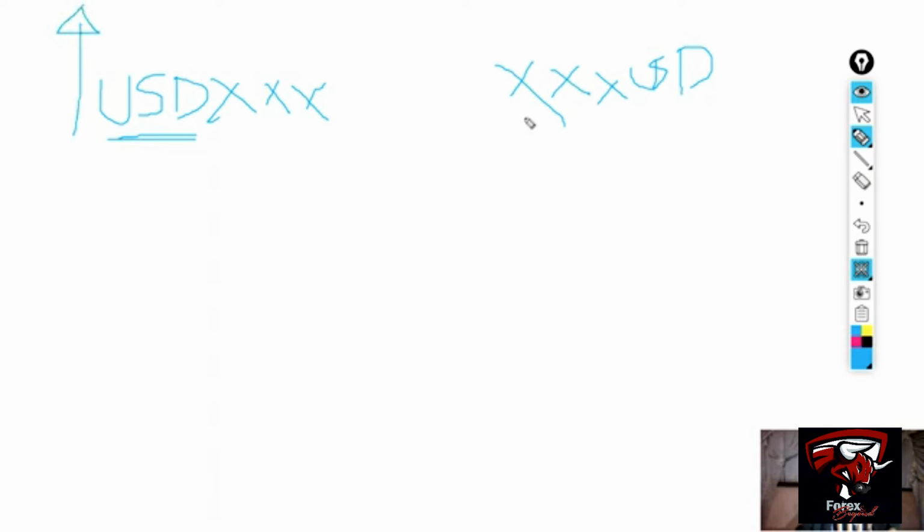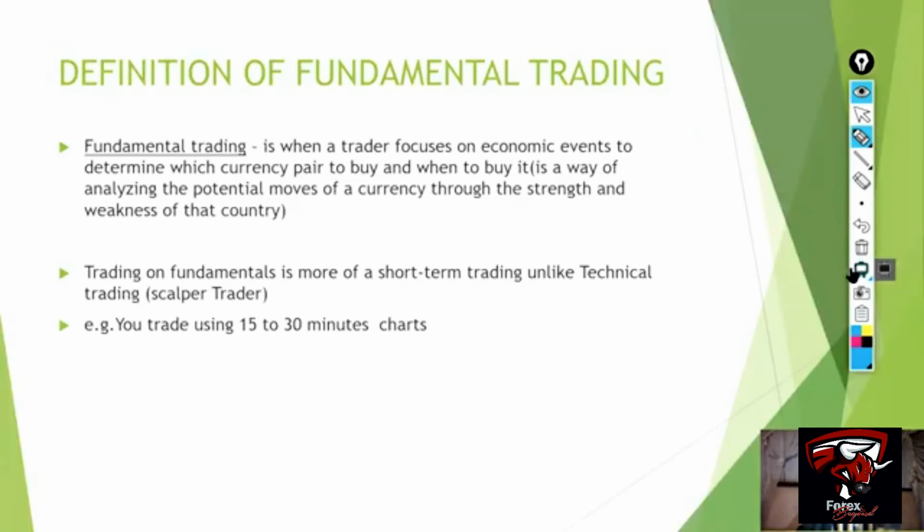And then here, when the USA is the quote currency and the economy gains strength, that means you're looking for the so-called bearish movement, which is vice versa if the economy actually loses strength. That's what I meant when I said the potential movements of a currency through the strength and the weakness of the country. Okay, so let's continue.